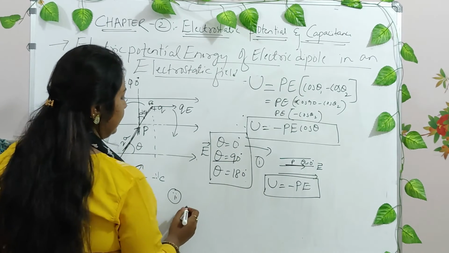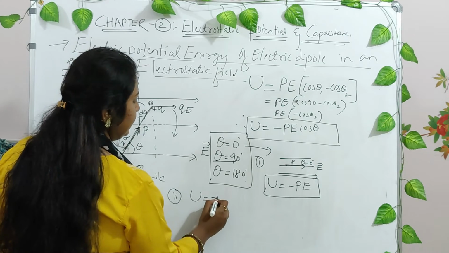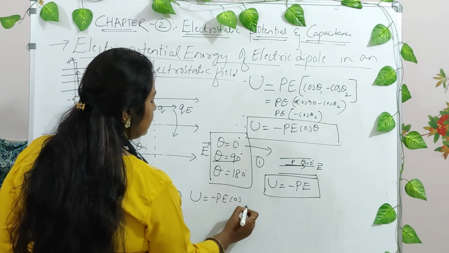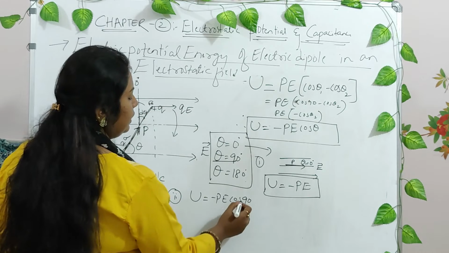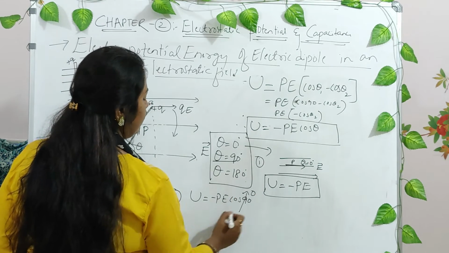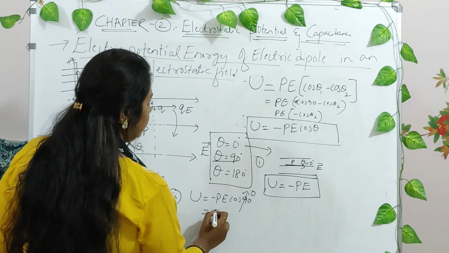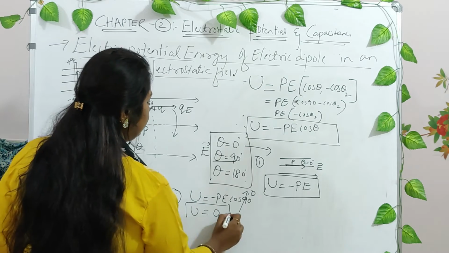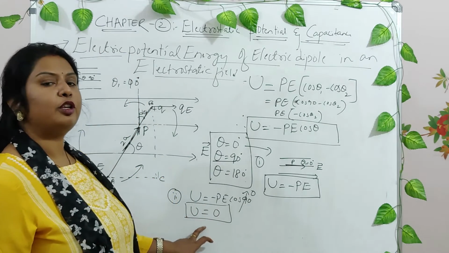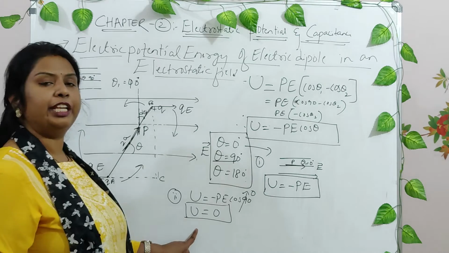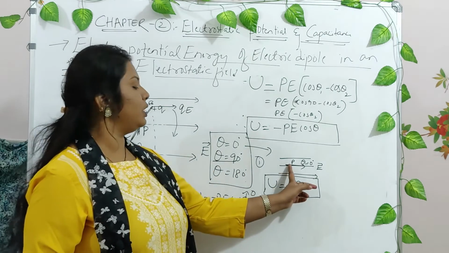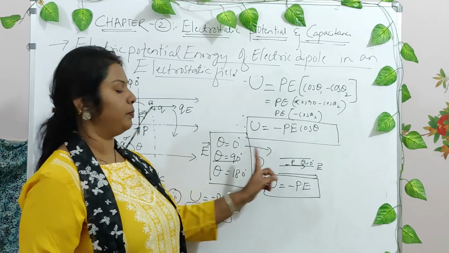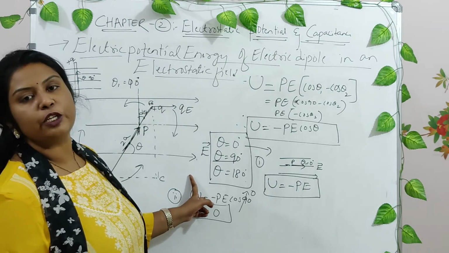Theta is equal to 90 degree. When theta is equal to 90 degree, PE cos 90 degree, now this will be ruled out, right? Then it is only 0. The potential energy will be equal to 0. And at this particular point, you get the position of 0 energy. The first one is the position of stable equilibrium. This is the position of 0 energy.